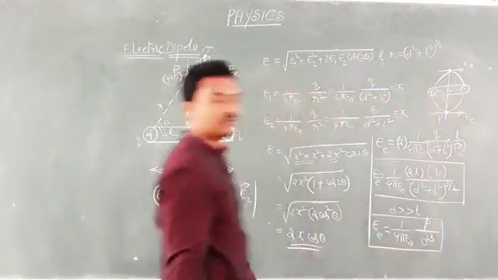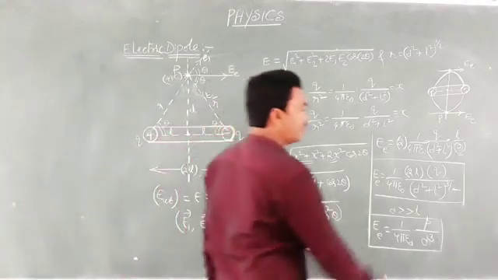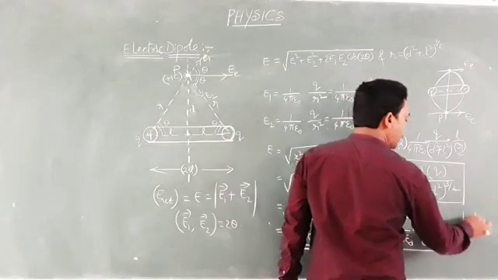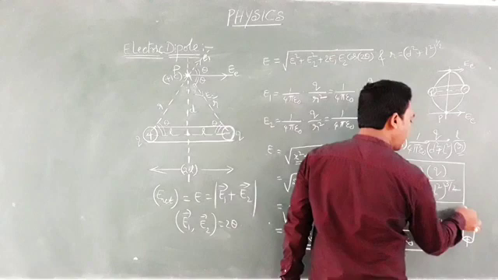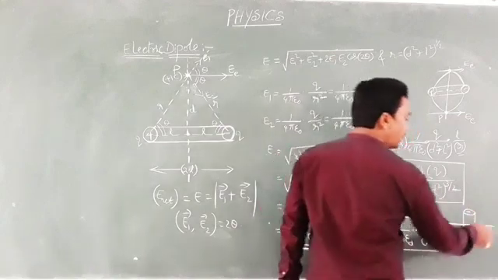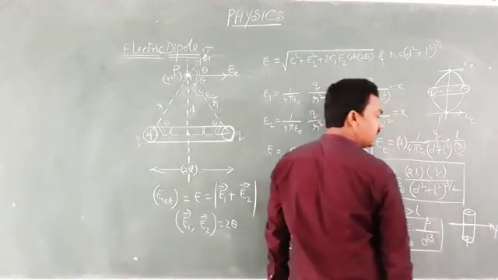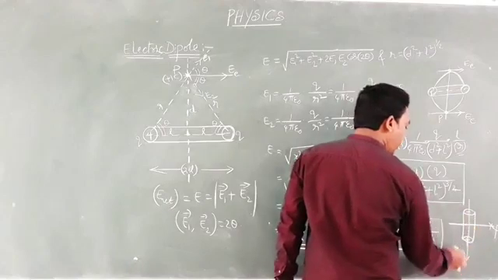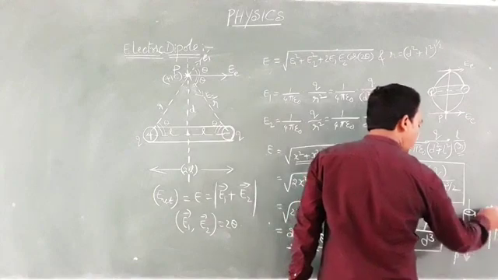Look at this. Sir, no sir, my dipole is in this way. Hope you are understanding. My dipole is in this way. This is plus and this is minus. Then this is the equatorial line. At this point I have taken P. Then how will the field intensity be? Here is the dipole moment vector, negative to positive. Then at this point it is opposite.